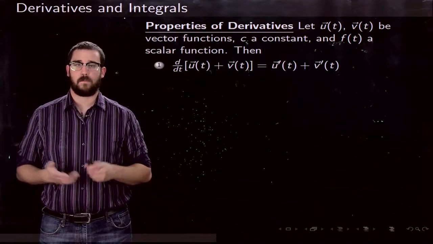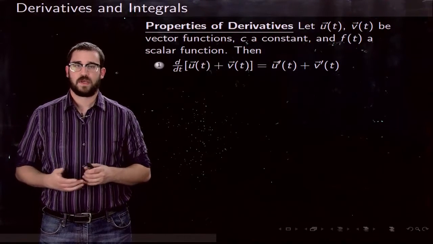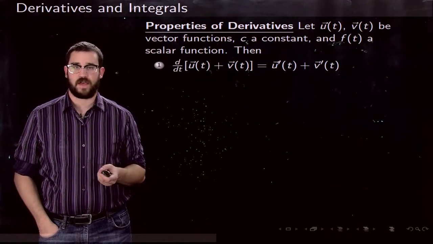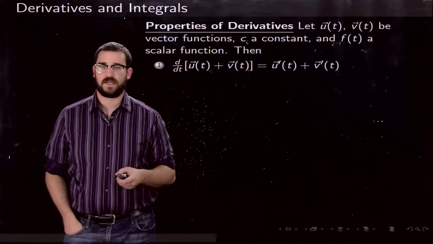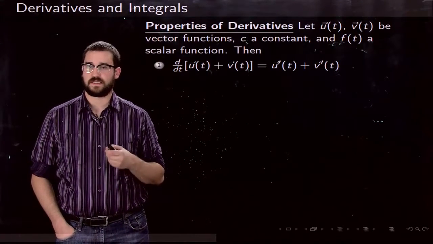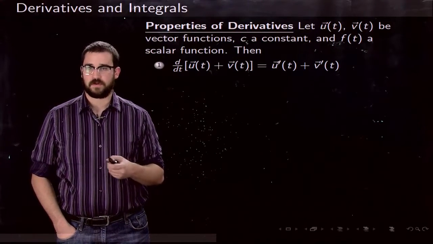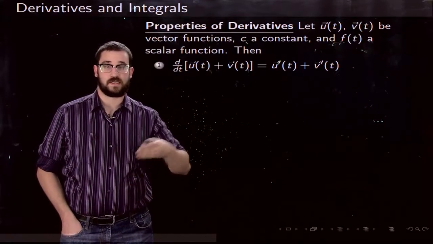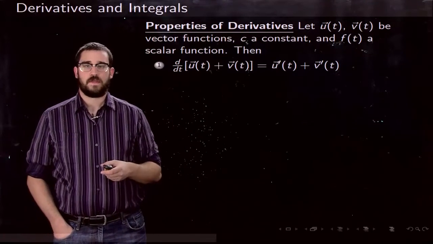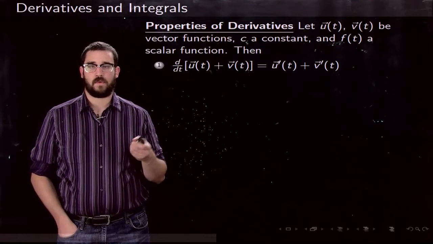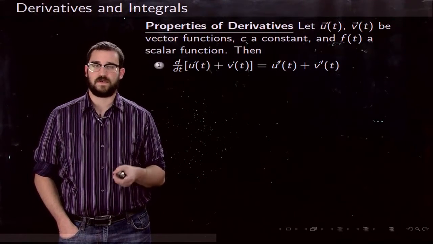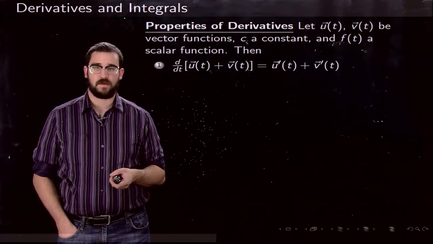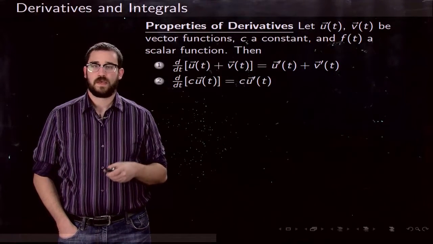Next, let's talk about properties of the derivatives. So if we have u of t and v of t, and those are vector-valued functions, and c is a constant, and f of t is a scalar function, which remember scalar function means f of t produces a scalar, not a vector, then the derivative with respect to t of u of t plus v of t is just u prime of t plus v prime of t, something you should expect.